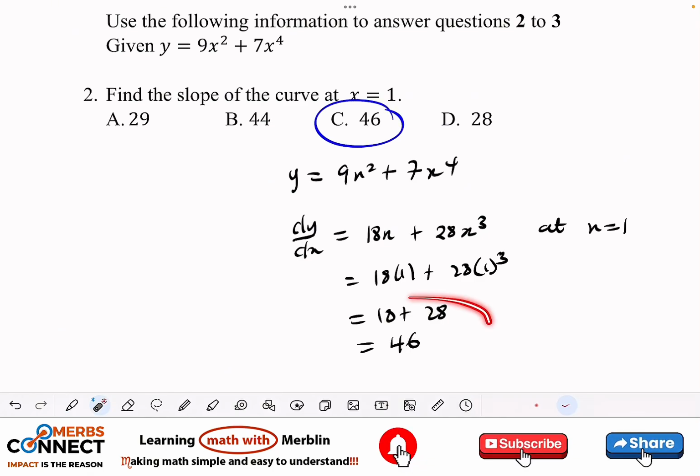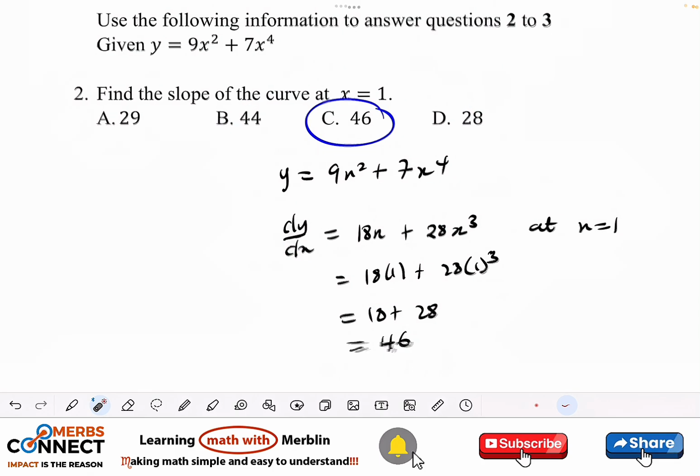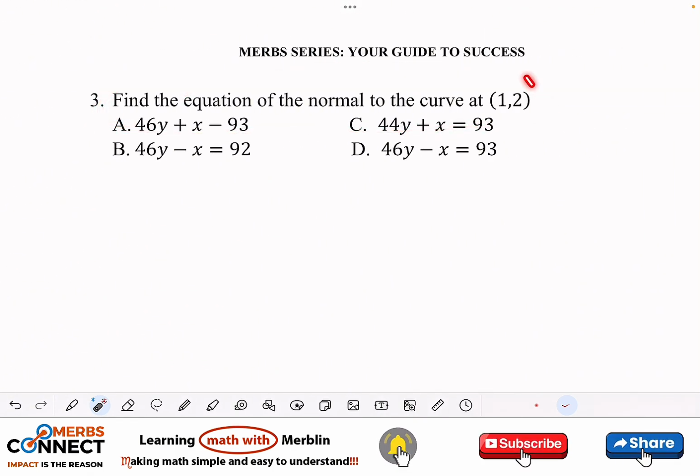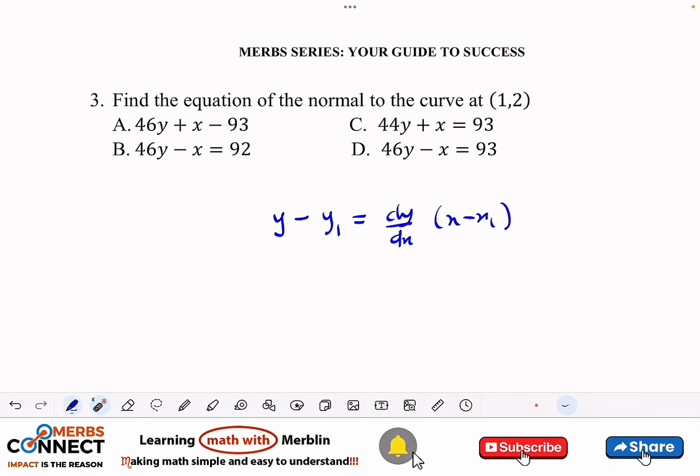So we are going to use the same question here to solve question 3. So question 3 is asking us to find the equation of the tangent at this point. So the first thing that we need here is the equation of the tangent, which is equal to dy over dx, x minus x1. So this here is my x1, y1. So this is x1, this is y1.